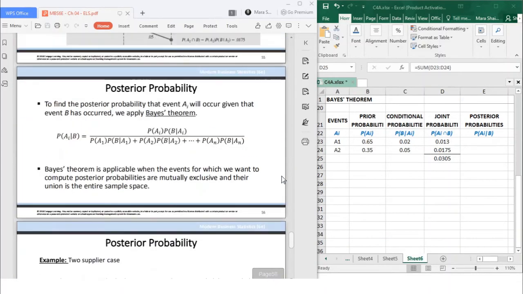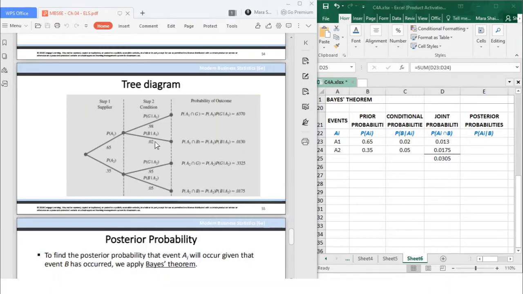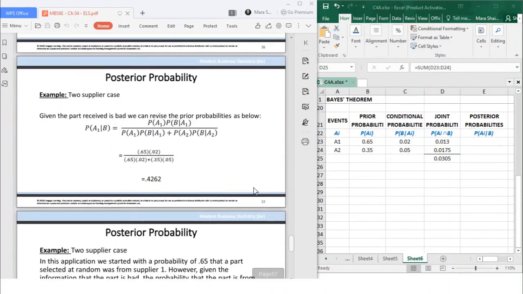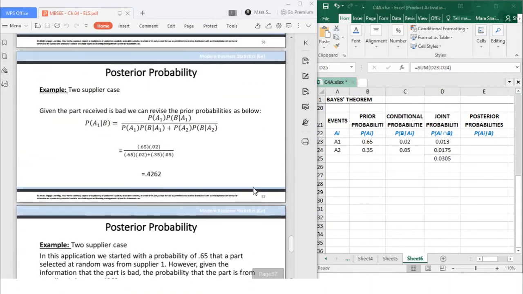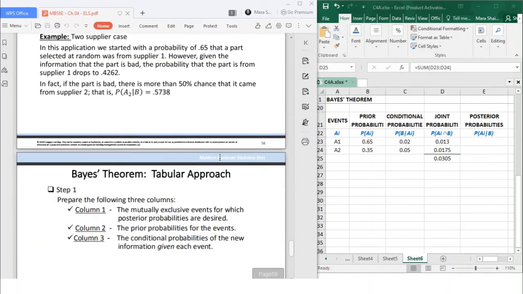If we look at the tree diagram instead of the table, these are the ones that relate to your B or bad parts. The first and third are for the good parts, while the second and fourth are for the bad parts. So the first and third probabilities are the probability of your good parts, while the second and fourth are the probability of your bad parts. So we can get it using this.